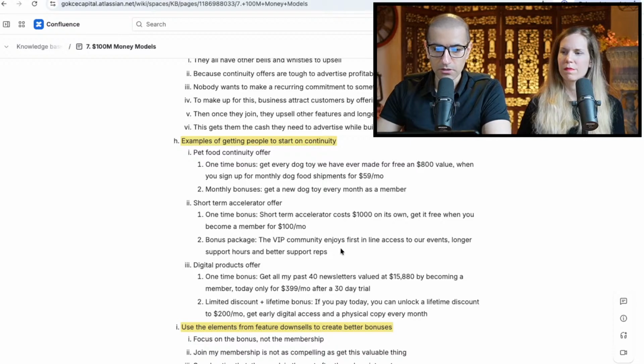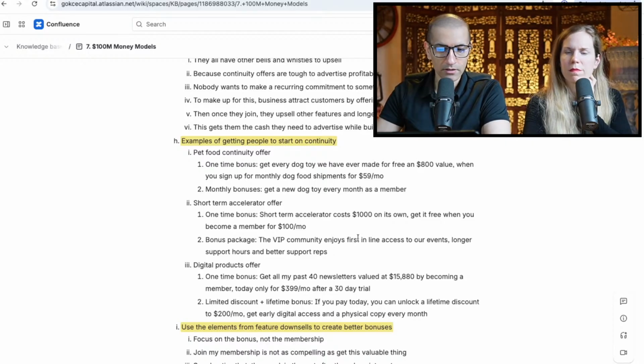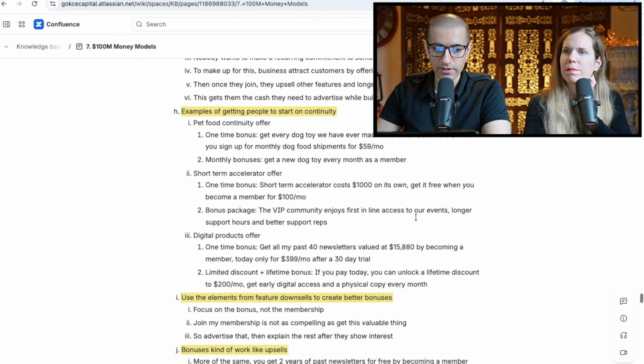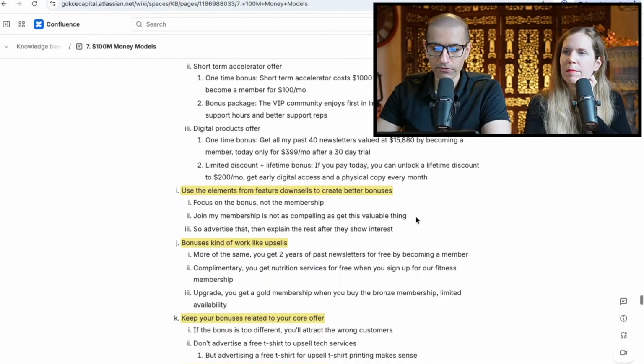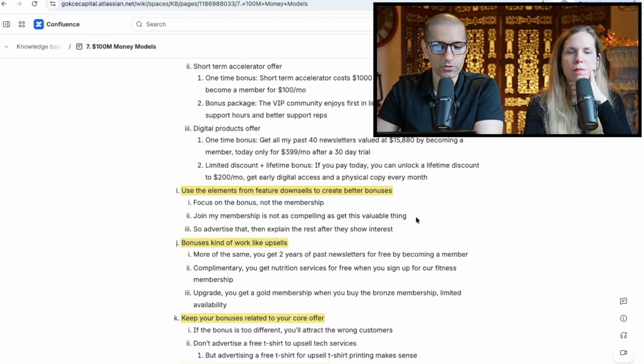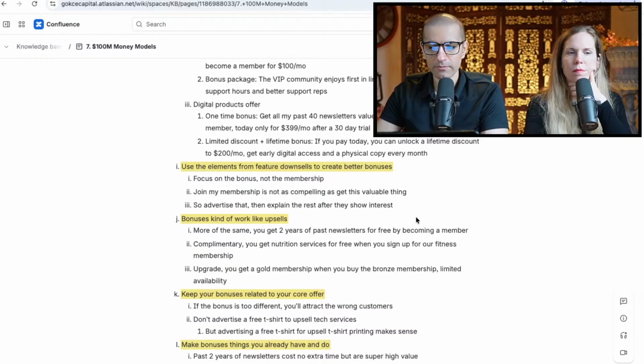So for digital products, offer a one-time bonus: get all my past 40 newsletters valued at this by becoming a member. Today only, for $3.99 per month. Limited discount plus lifetime: if you pay today, you can unlock a lifetime discount. So they're essentially a bonus. Okay. Use the elements from feature downsells to create better bonuses.